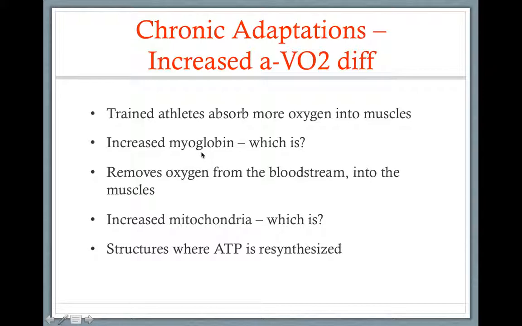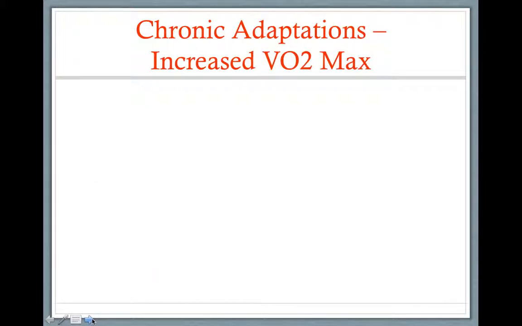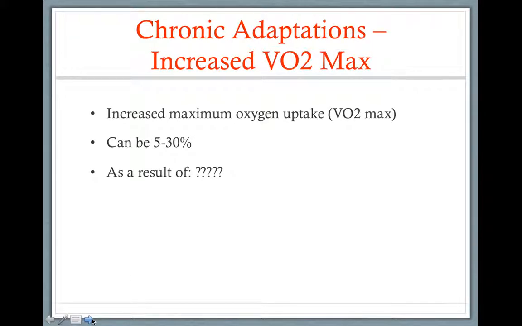Right. So we start putting this big picture together. We've got more blood each beat because of cardiac hypertrophy, which means we've got more oxygen. We've got more myoglobin taking that oxygen into the muscles. We've got more mitochondria, which resynthesizes ATP. So we've got all these great things happening as a result of a 6 to 8 week training program. And this is probably why we do pre-season, so that we are fit.